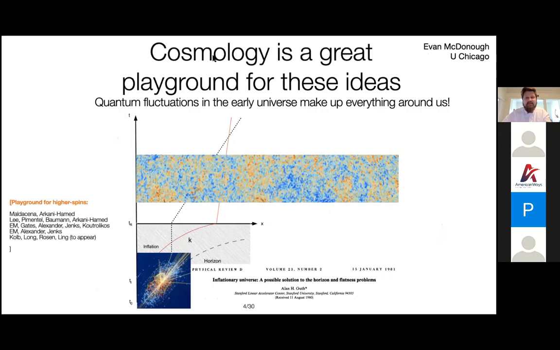And the playground for this, of course, is cosmology. Over the last 10, 20 years, it's been pretty firmly established that cosmology is a great playground for these ideas and for stress testing theories of high energy physics. The basic reason is that, in the context of inflationary cosmology, it's quantum vacuum fluctuations during this period of inflation that make up everything around us. The large scale structure of the universe is seeded by these quantum fluctuations during inflation.